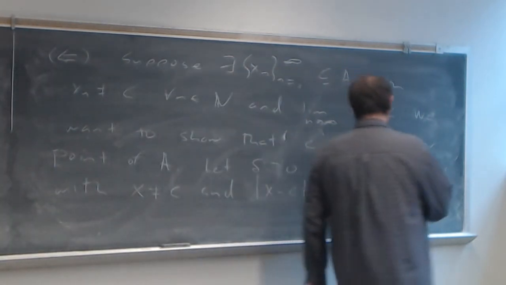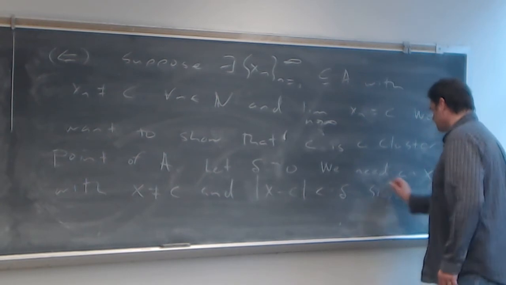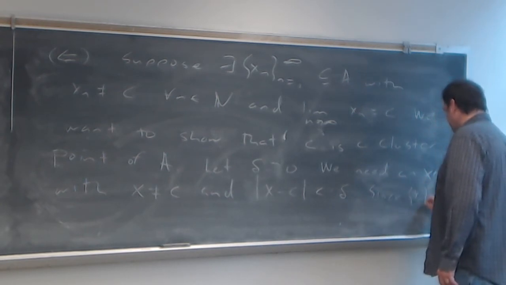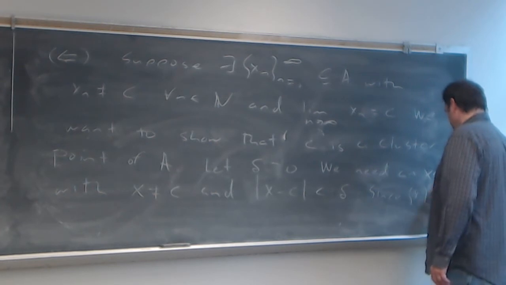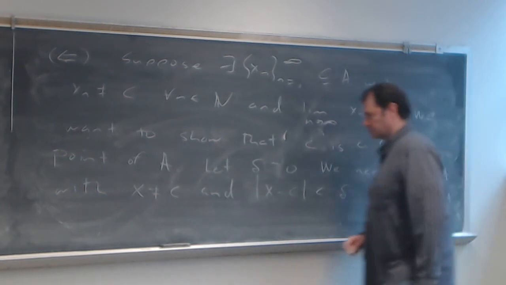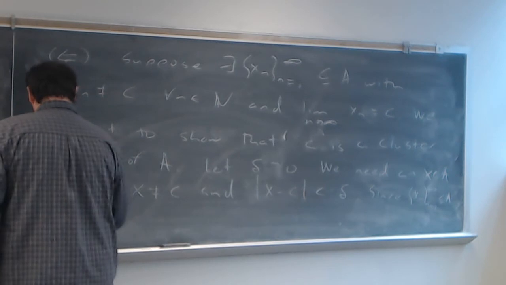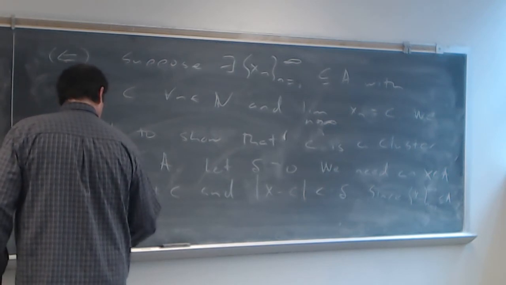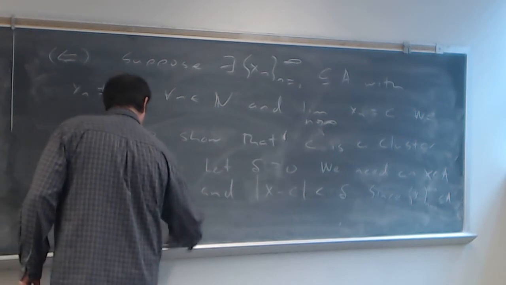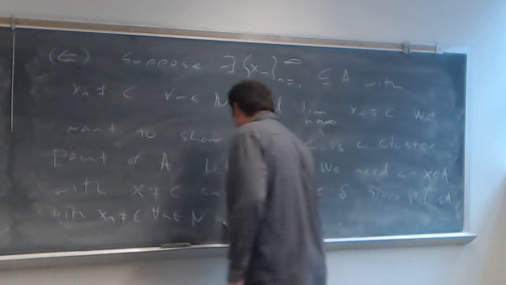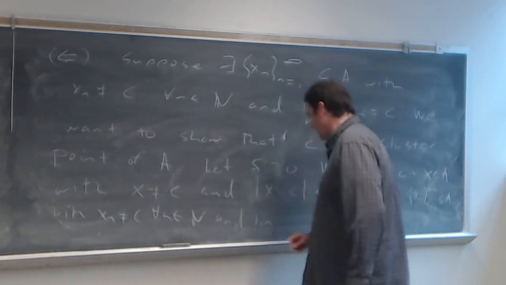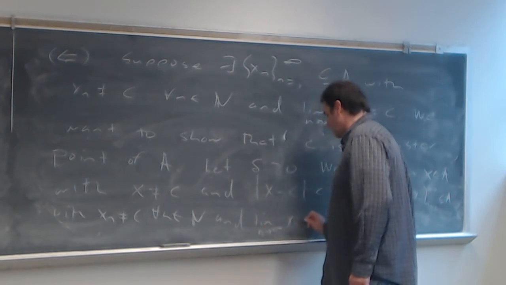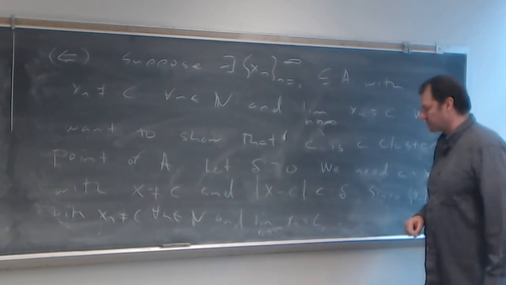Well, since X sub n is a sequence in A with X sub n being different from C for all n element of natural numbers, and this is the part that I'm going to concentrate on right now, and the limit as n goes to infinity of X sub n equals C. So that's the part I'm going to concentrate on.